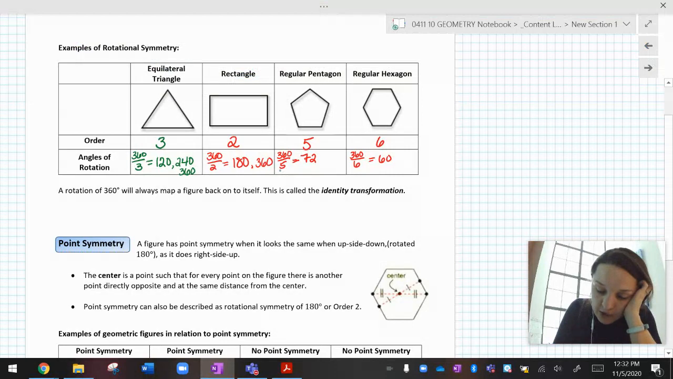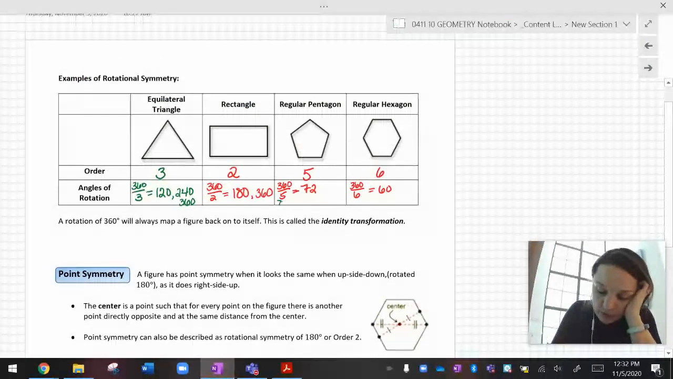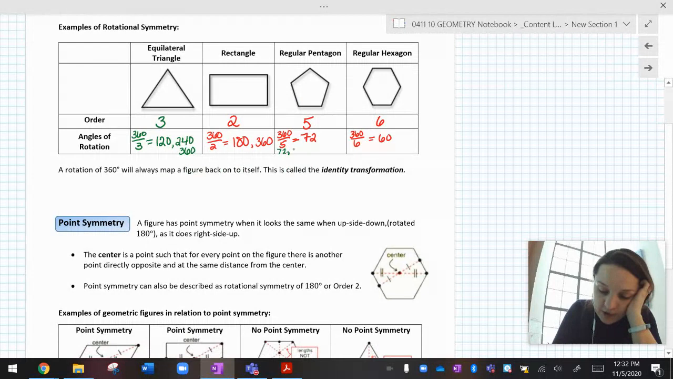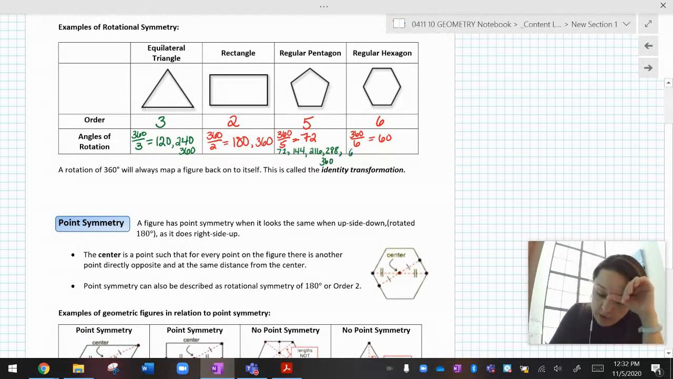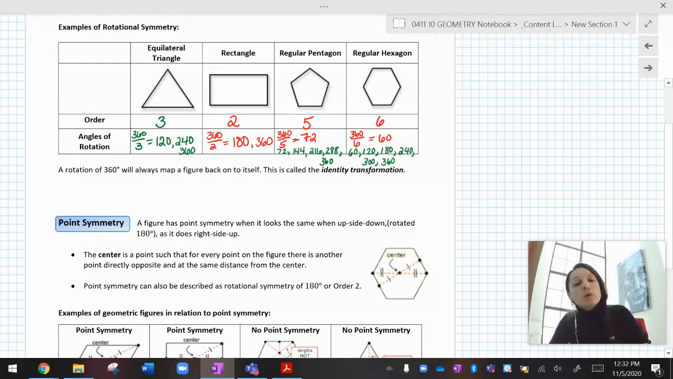And then my angles of rotation would be 72. 72 plus 72 is 144. 144 plus 72 more is going to be 216. Plus 72 more than that is going to be 288. And then plus 72 more than that is going to be 360. And then over here I would have 60 plus 60 more, plus 60 more, plus 60 more, plus 60 more, plus 60 more.